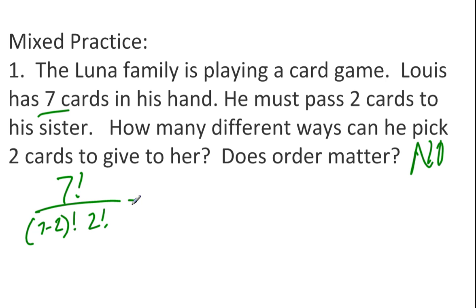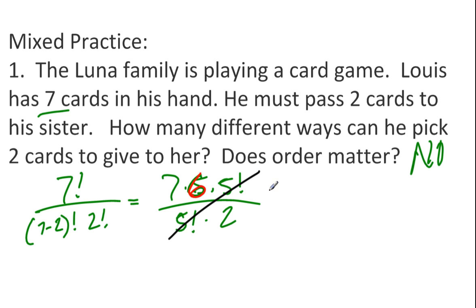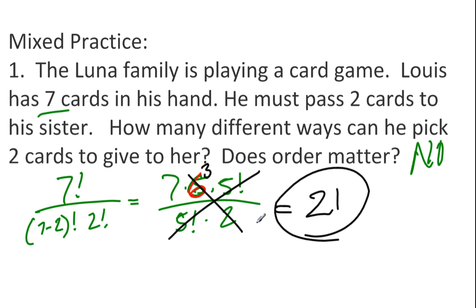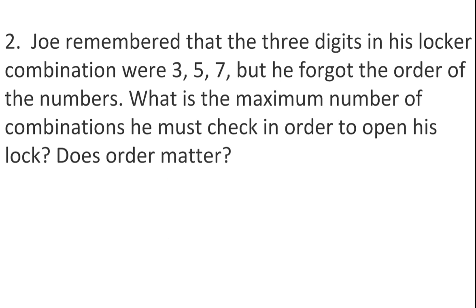So we got 7 times, whoops, 6 times 5 factorial over 7 minus 2 is 5 factorial times 2. Got a little ahead of myself there. That is definitely a 6. So my 5 factorials are going to cancel. 6 divided by 2 is 3, and 7 times 3 makes 21. So there's 21 different ways she can pass those cards over.